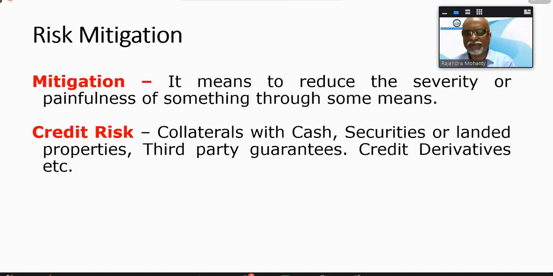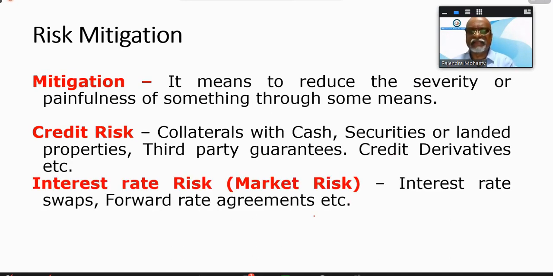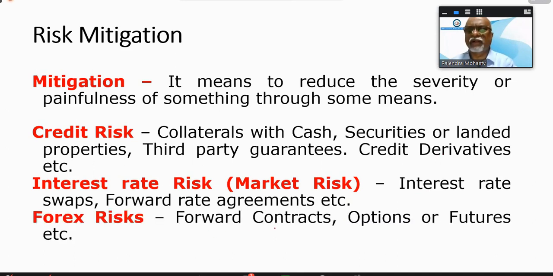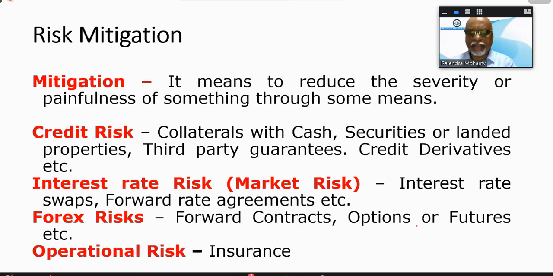So credit risk we can mitigate with collaterals in the form of cash, securities, landed properties, guarantees, or credit derivatives also. Interest rate or market risk through interest rate swaps, forward rate agreements, and other derivatives. Forex risk through forward contracts, options or futures. Operational risk only through insurance. These are the mitigation factors to reduce the different kinds of risk. I hope it is clear.